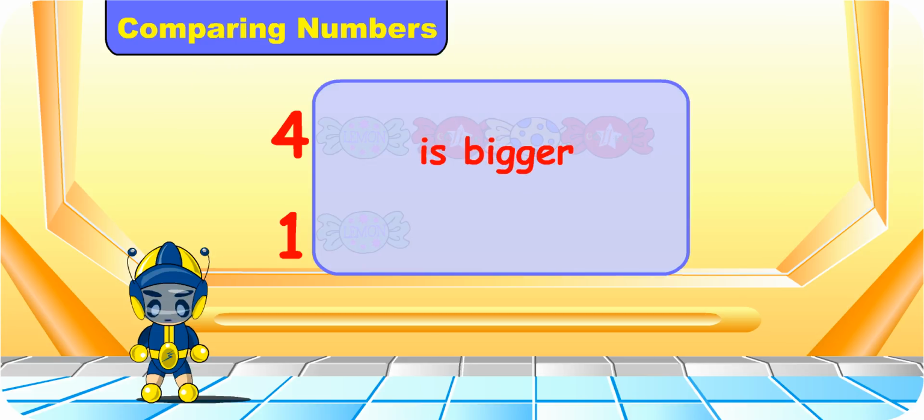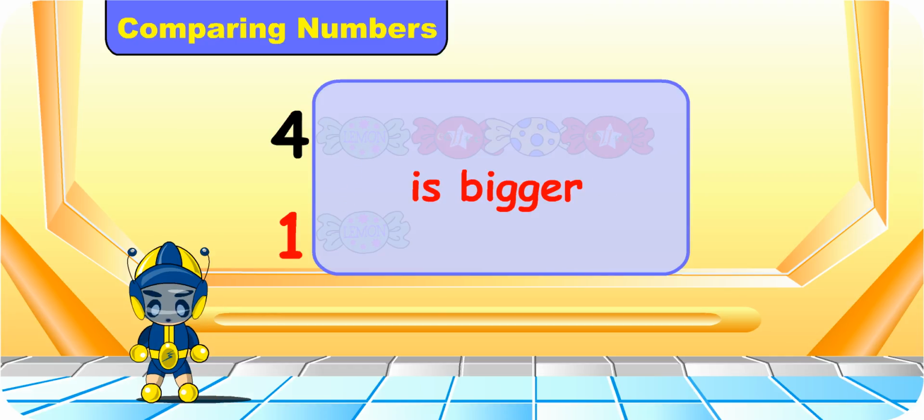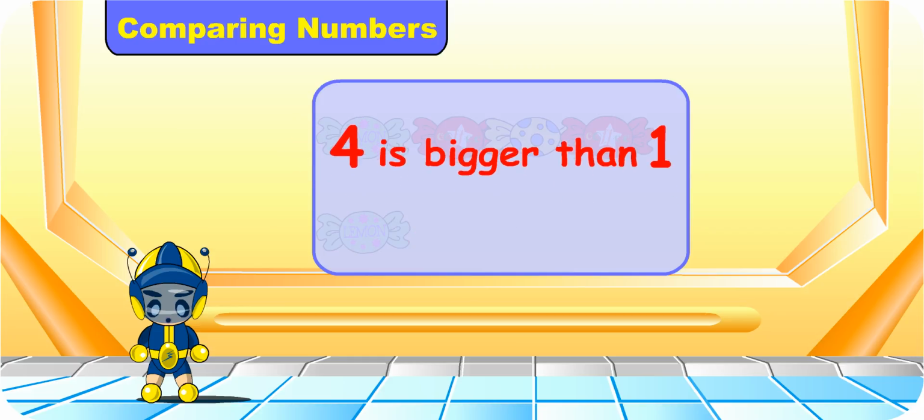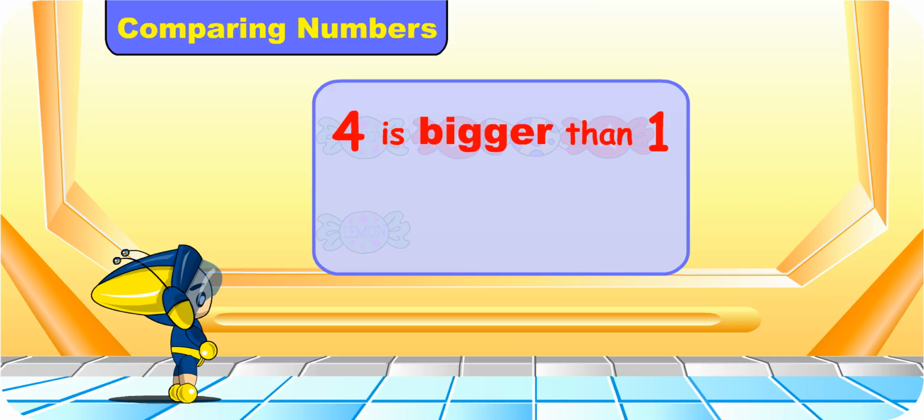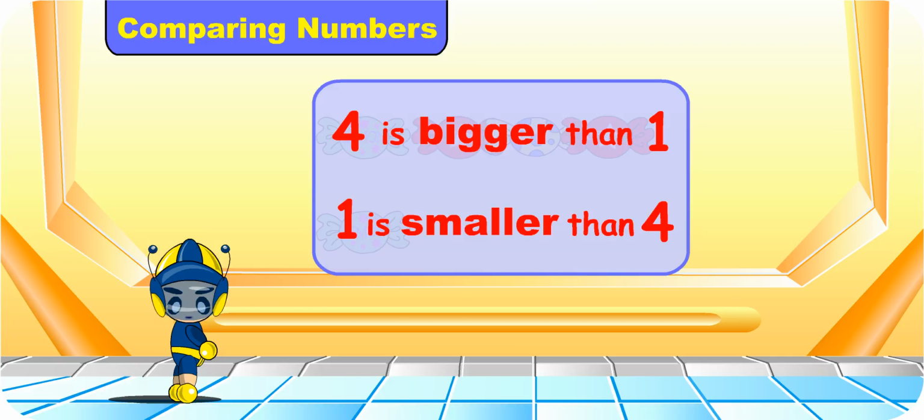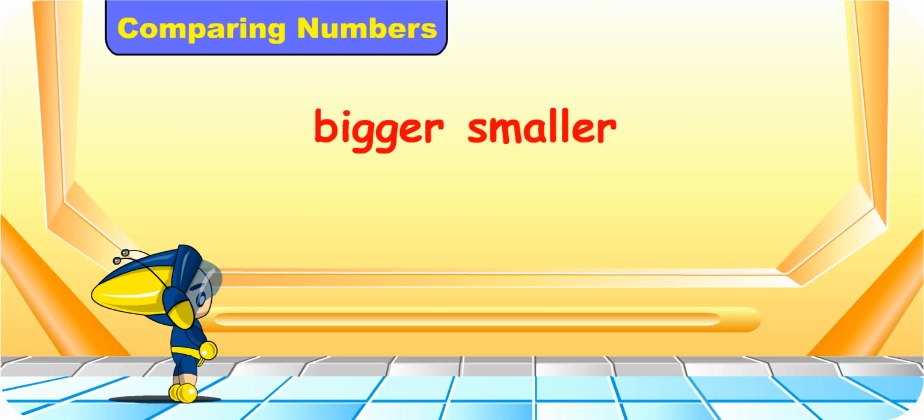Now do you think you can tell me which number is bigger? 1 or 4? Of course, the number 4 is bigger, because 4 sweets are more than 1 sweet. 4 is bigger than 1. Correct. If 4 is bigger than 1, then 1 is smaller than 4. Look at how easy comparing numbers is. We use words like bigger and smaller to compare numbers.